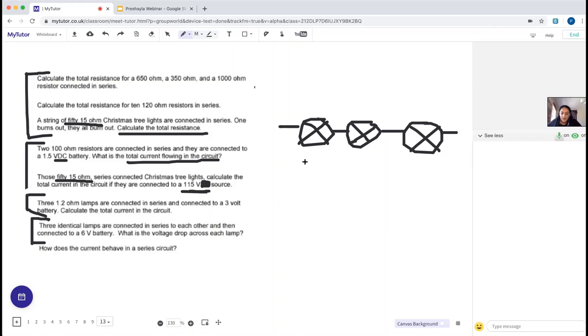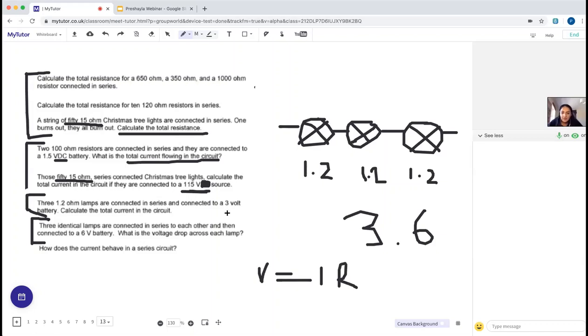So if we have 1.2 ohms and 1.2 ohms and 1.2 ohms, well, we're in a series circuit, so the resistances add. If we add 1.2, add 1.2, add 1.2, we get 3.6. So 3.6 is our total resistance in the circuit. And then we use V equals IR, where V is 3. We're trying to find current, and R is 3.6.